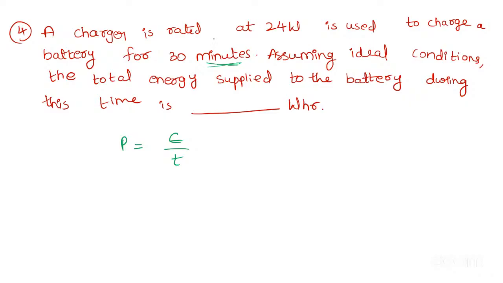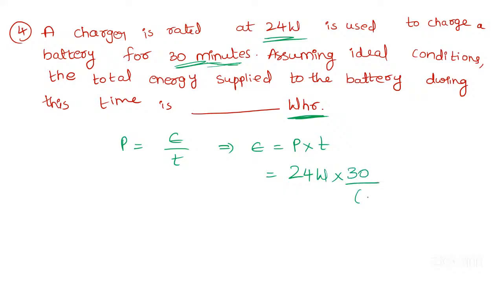We have to find the energy. So energy is equal to power into time. Power is 24 watts, and we want the answer in watt hour. But here we have 30 minutes, so 30 by 60 we are converting into hour. So 24 into 1 by 2 will be 12 watt hour. So this is the answer. You have to check the units also. Any doubts?